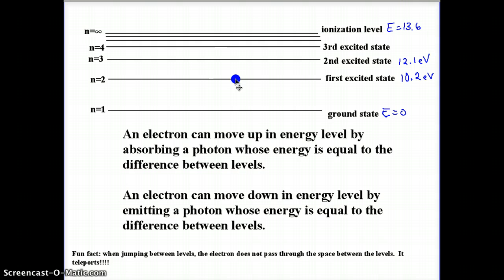It actually teleports between levels. It does not pass through the space in between. This is what's called a quantum leap or a quantum jump. It's a transition from here to here without traveling through the space in the middle. So that's why you hear a lot about quantum leaps or quantum jumps in science fiction stories, is because you're going from one place to another without traveling through the distance between them.